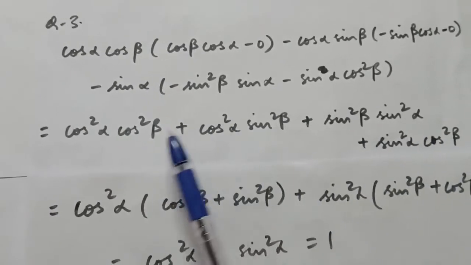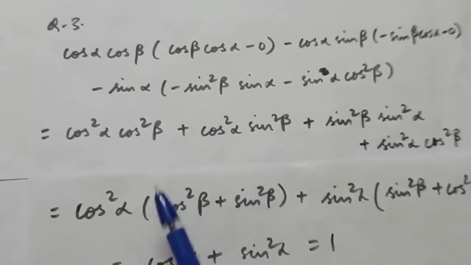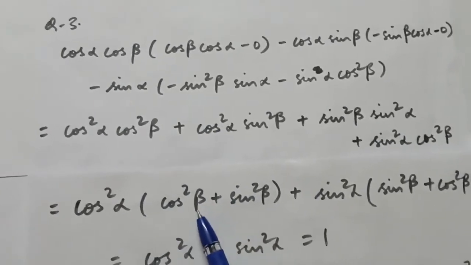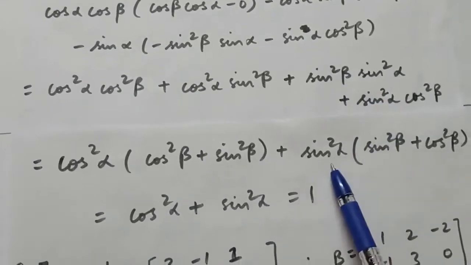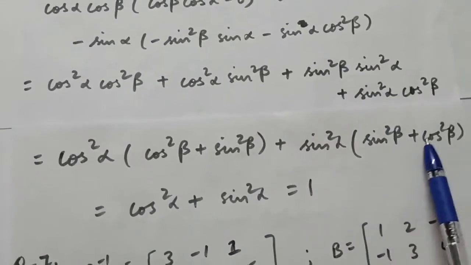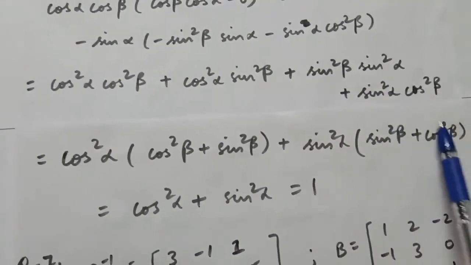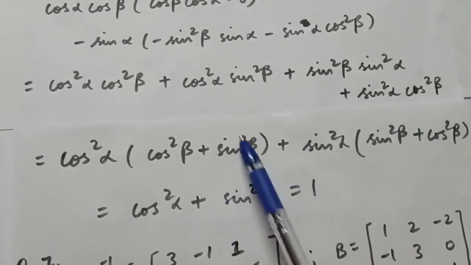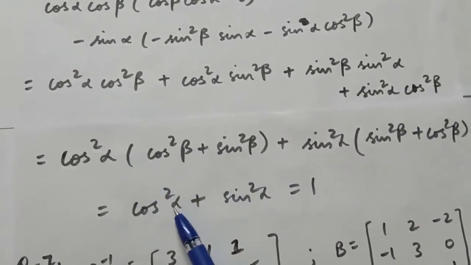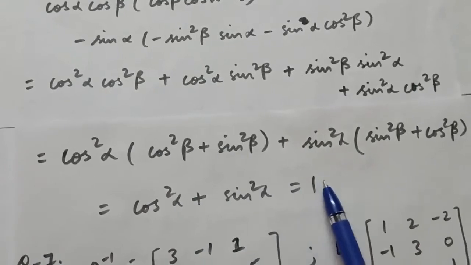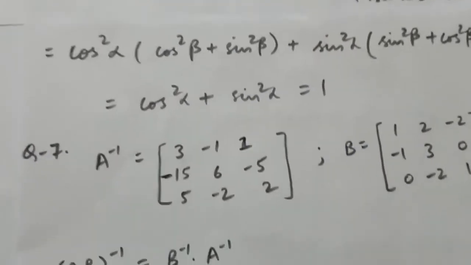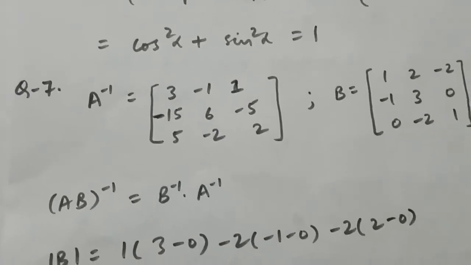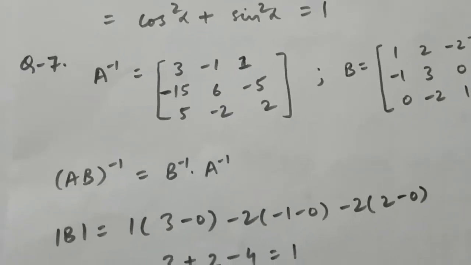From these two terms, take out cos square alpha common, so you will get in the bracket cos square beta plus sin square beta, and from these two take out sin square alpha common, so you will get sin square beta plus cos square beta. This is 1, value of this is also 1, so you will get cos square alpha plus sin square alpha, which is also 1, right? Now you can leave question 4th and you have to do question 5th and 6th by yourself.